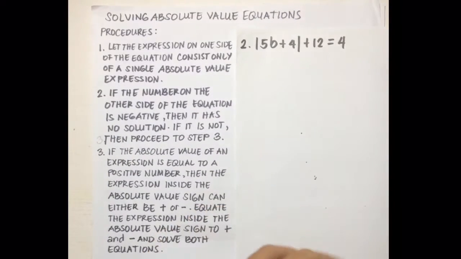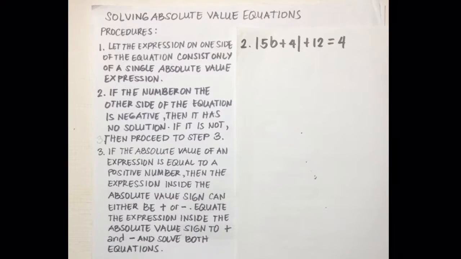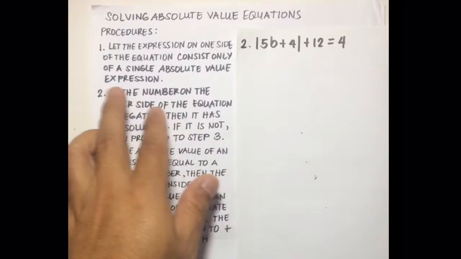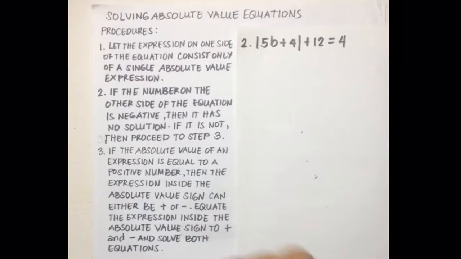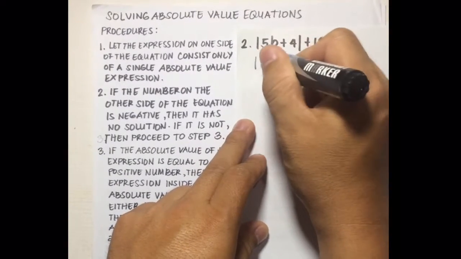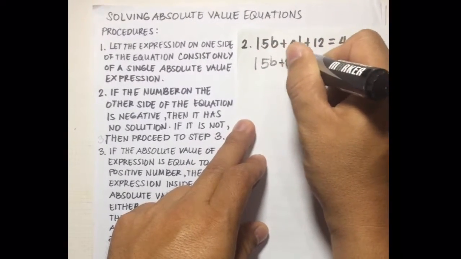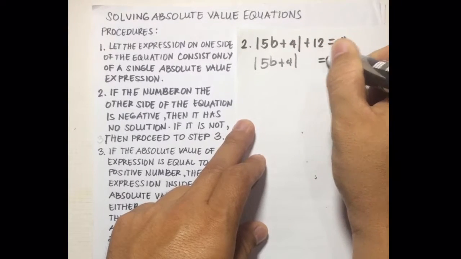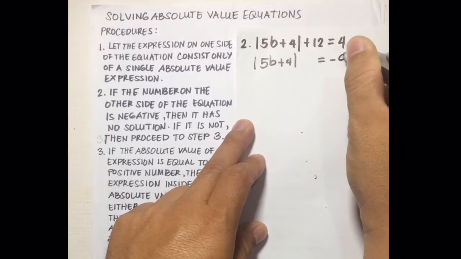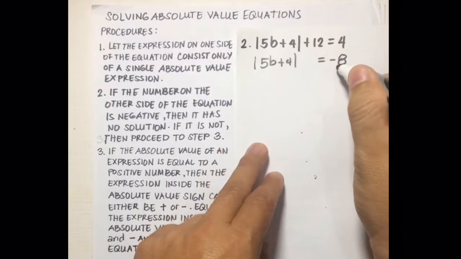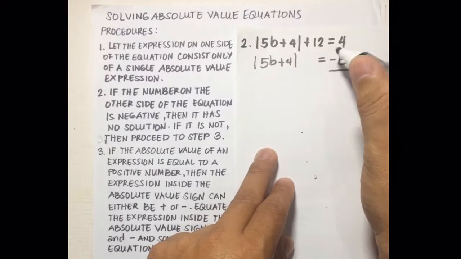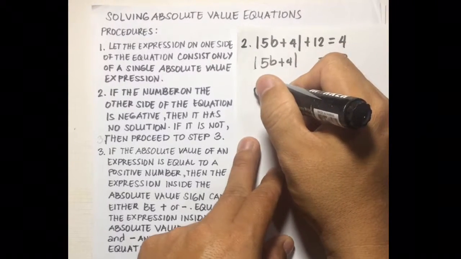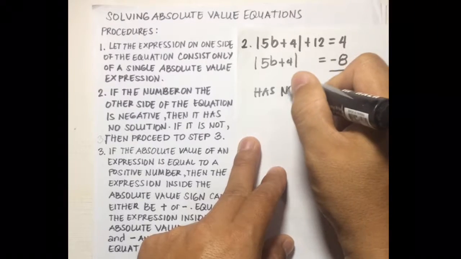Number 2, absolute value of 5b plus 4, plus 12, equals 4. So we're going to let the expression on one side of the equation consist only of a single absolute value expression. So we're going to have the absolute value of 5b plus 4 equal to 4 minus 12, that will be negative 8. Now, since the other side is negative, it means that this equation has no solution. So this has no solution.